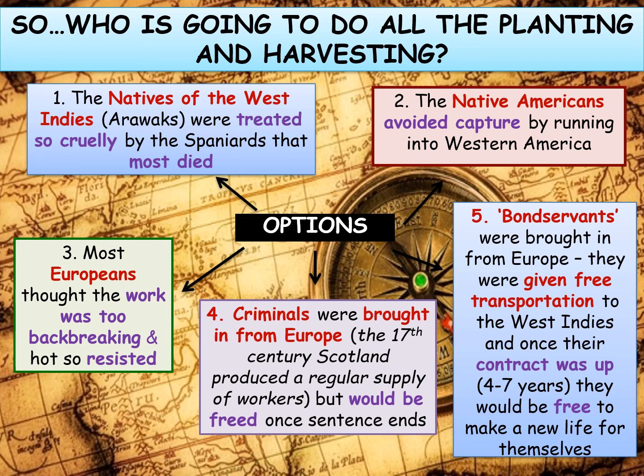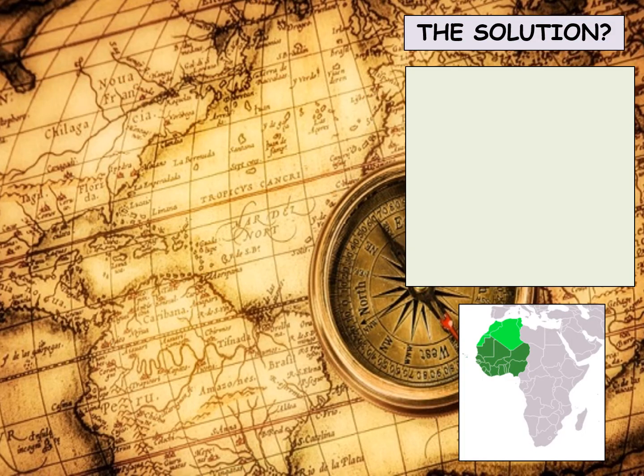So none of these options are going to work. They've killed the natives with European diseases and horrible conditions and too much work. The Native American people that are left, or the West Indies people, die and run away, so there's no use either for people nearby. The Europeans that are coming are resisting or dying from tropical disease. The criminals are the same. The bond servants are the same. So they have no options left of who they're going to use. The solution to all of this?